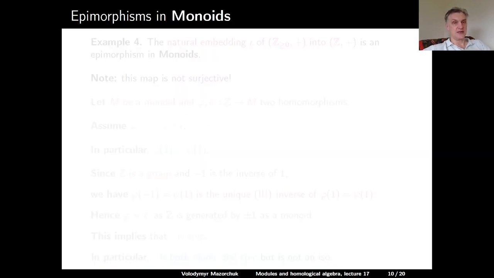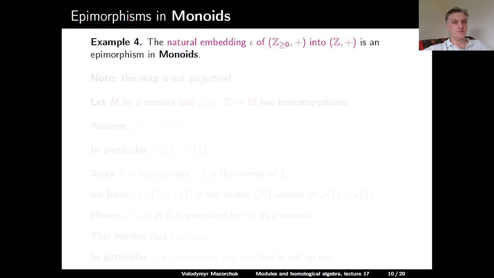Here is one more example, and it turns out that epimorphisms in the category of monoids are not necessarily surjective maps. Example 4. The natural embedding of the monoid of all non-negative integers with respect to addition into the monoid of all integers with respect to addition is an epimorphism in the category of monoids. And of course, this embedding is not a surjective map.